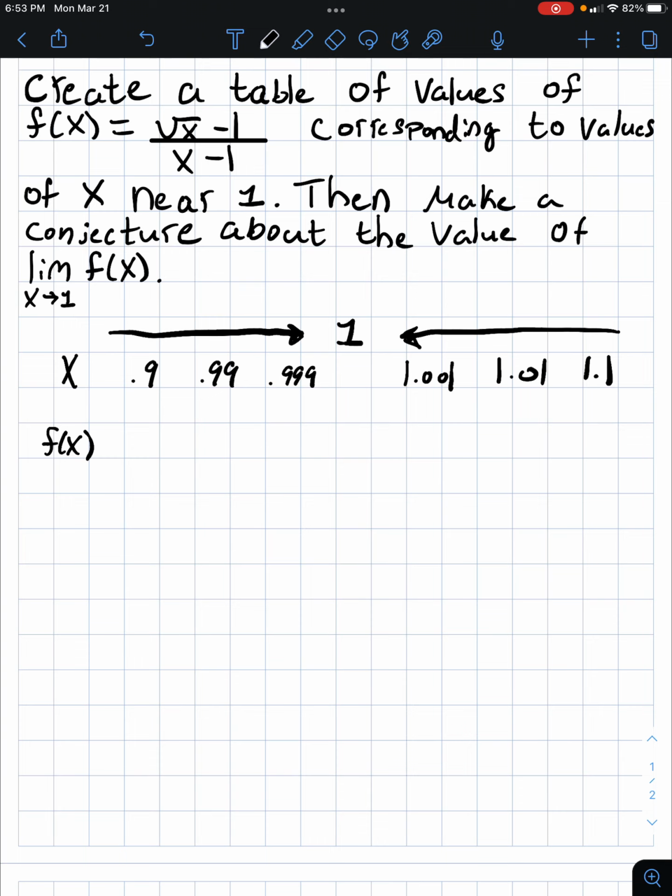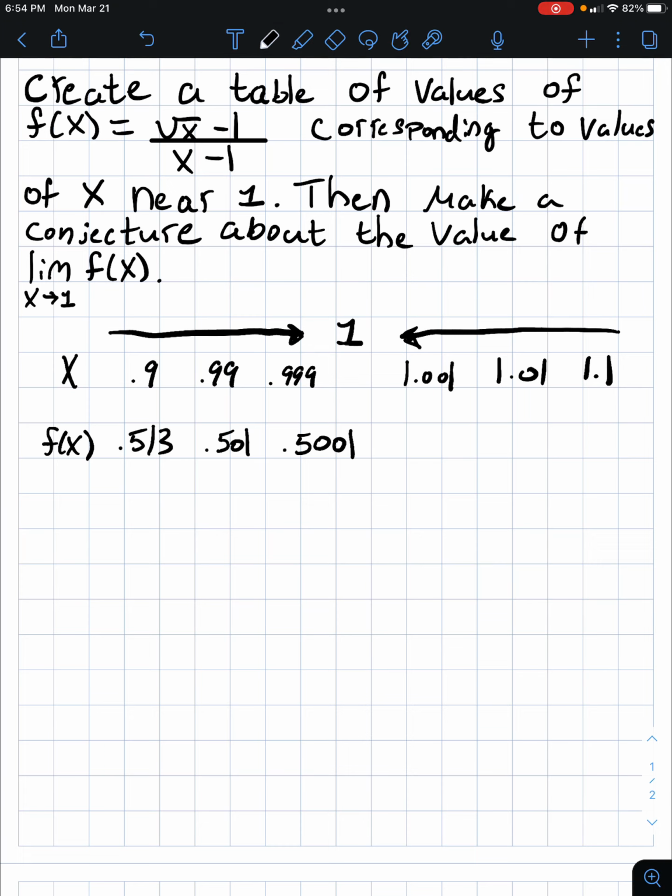Well, when x is equal to 0.9, we just plug in 0.9 into our f of x, wherever we see an x, we plug in 0.9. And for the first one, for 0.9, f of x is going to be equal to 0.513. For 0.99, plugging into f of x, we get 0.501. And if we plug in 0.999 into f of x, we get 0.5001.